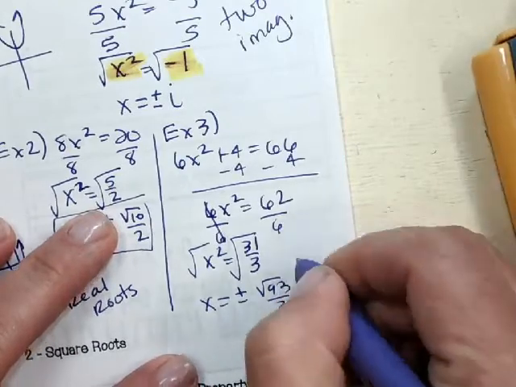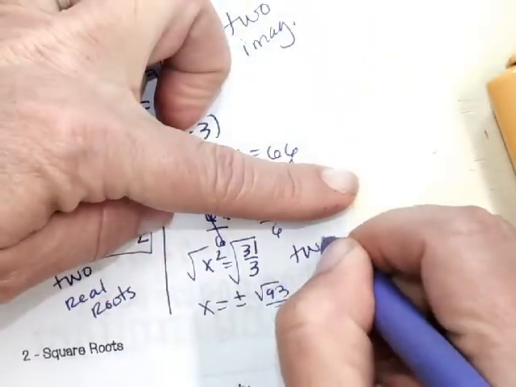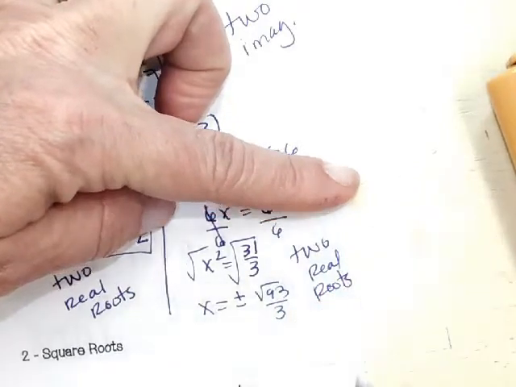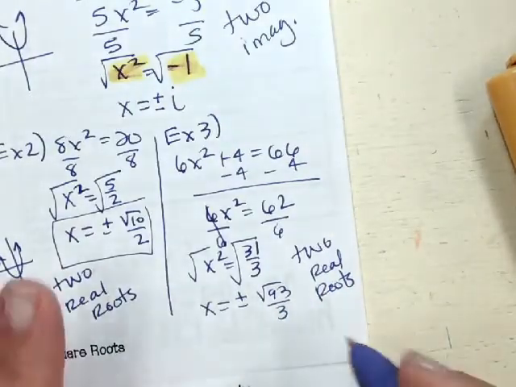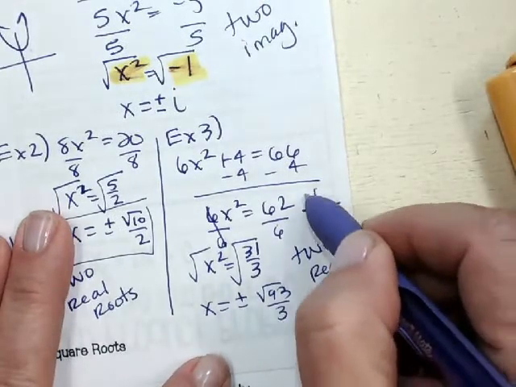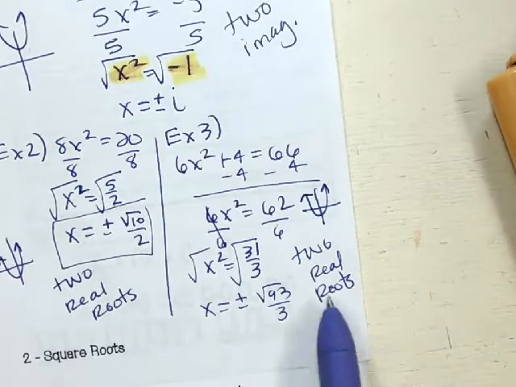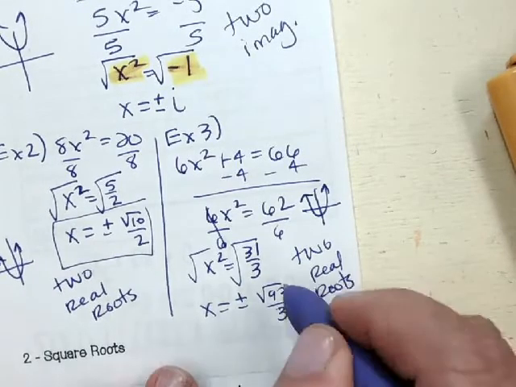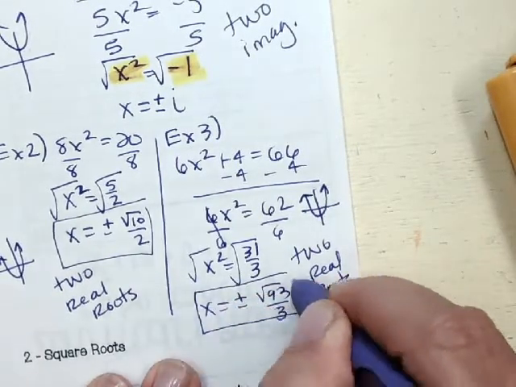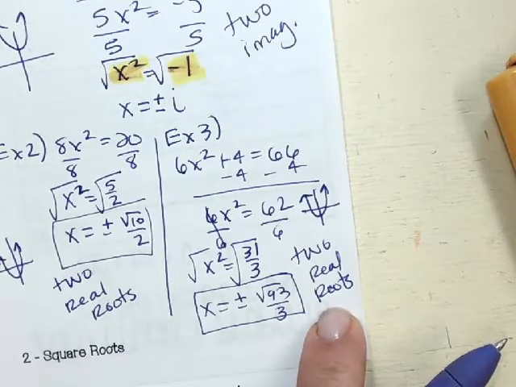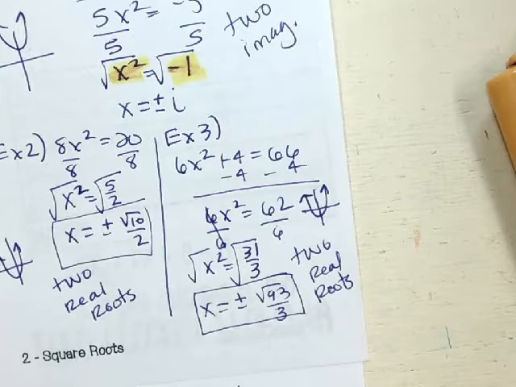And so that's going to give me 2 real roots, solutions, intercepts, zeros. It's going to cross the x-axis 2 times. It's going to look kind of like that. And we can get that decimal approximation. But this is what I'm looking for. I want you to be able to find those answers, and I want you to be able to identify what kind of solutions you're going to have. Okay? That's it.